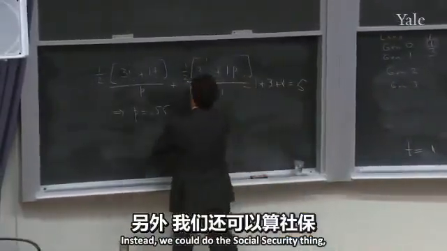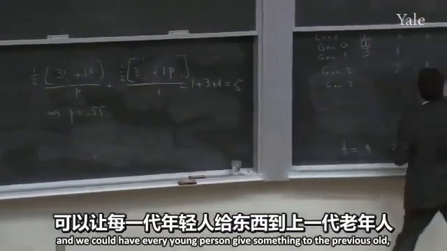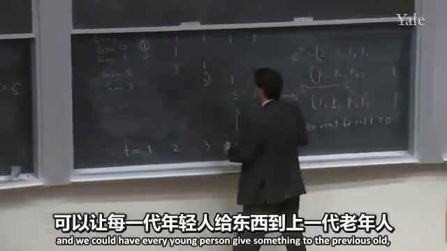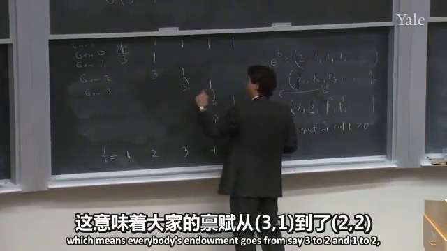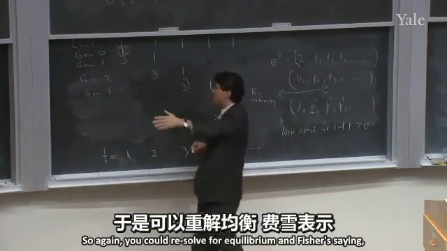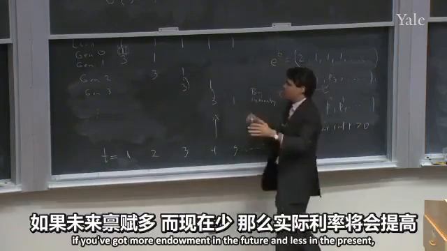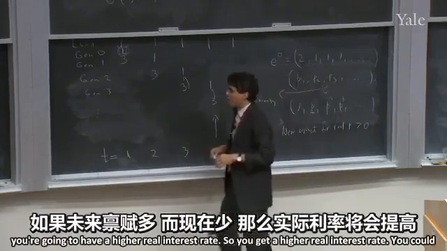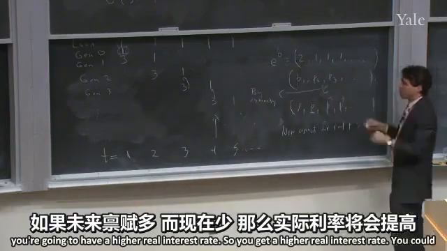Instead, we could do the Social Security thing, and we could have every young person give something to the previous old, which means everybody's endowment goes from, say, 3 to 2 and 1 to 2. So they get more in the future and less early on. Again, you could resolve for equilibrium, and Fisher's saying if you've got more endowment in the future and less in the present, you're going to have a higher real interest rate.